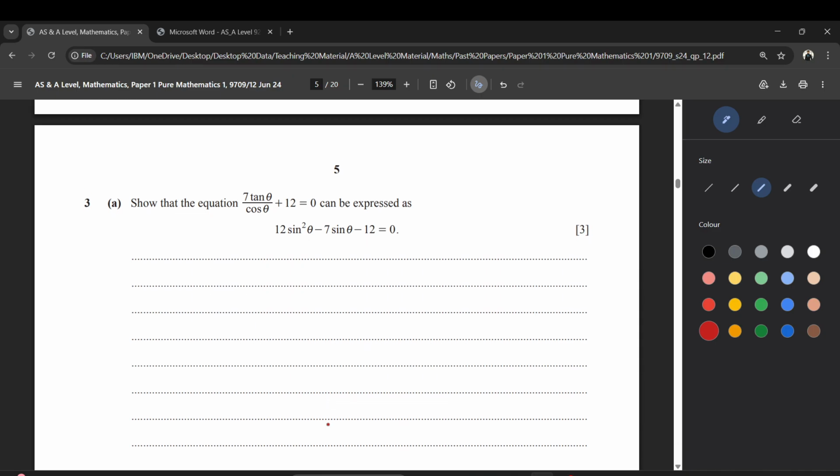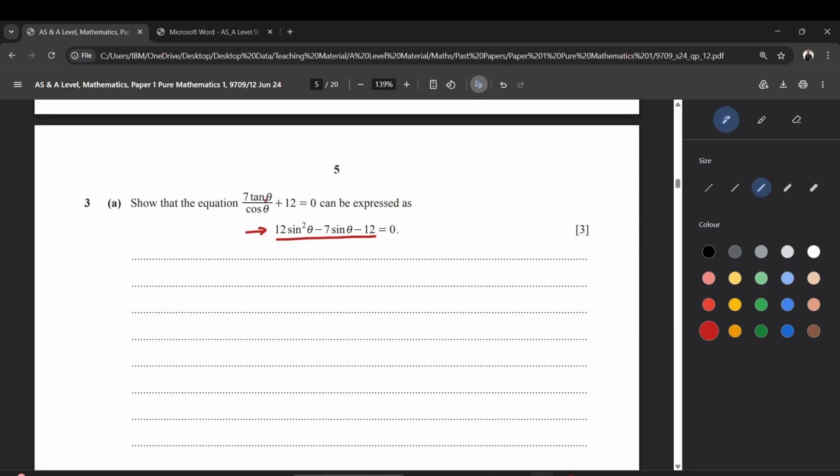Okay, number 3, show that the equation 7 tan theta over cos theta plus 12 equals to 0 can be expressed as this equation. Okay, now from our final equation we can see that everything is in terms of sine, so we have to manipulate our given equation in a way that there should be only sine ratio left.